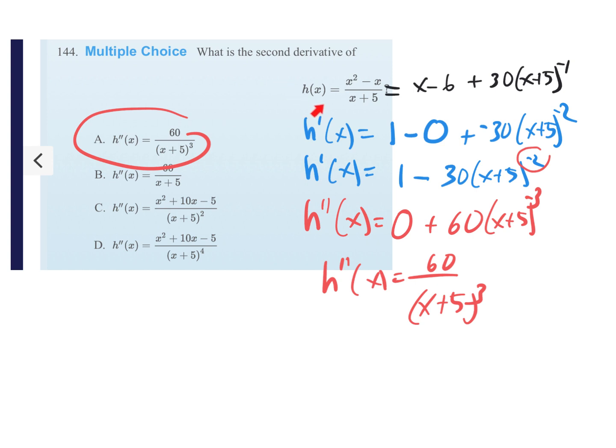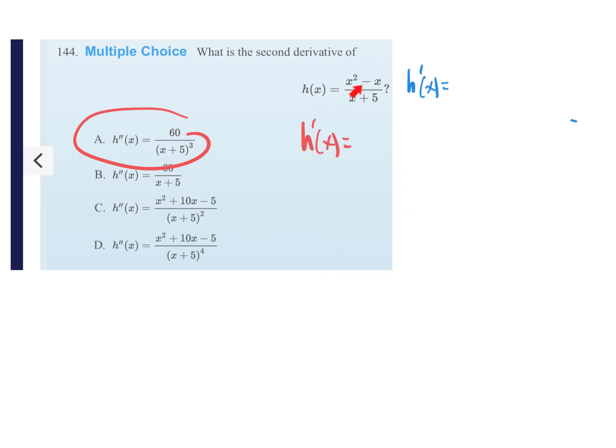But I did say there's another way to do this problem, so let's do the other way, which is using the quotient rule. So it's the derivative of the top times the bottom, minus the derivative of the bottom times the top, all divided by the square of the bottom, or low d high minus high d low over low squared. Here we go. The denominator times the derivative of the numerator, or low d high, minus high d low, all divided by the square of the denominator.